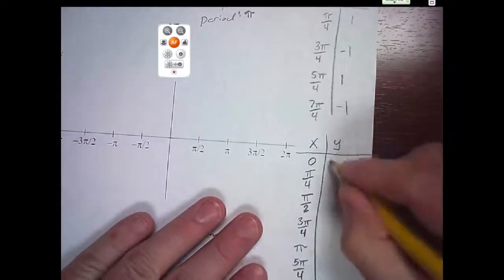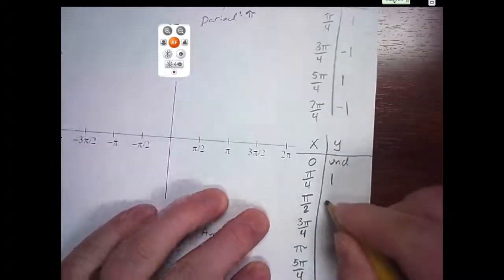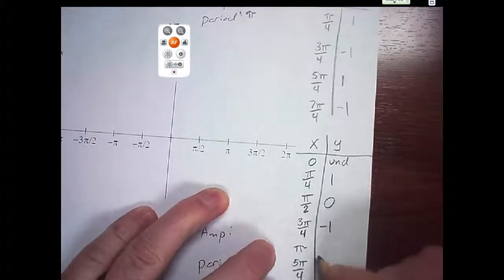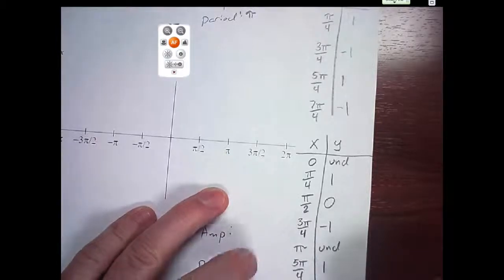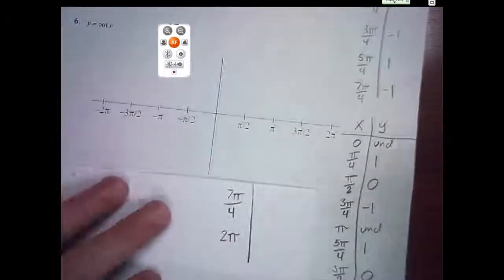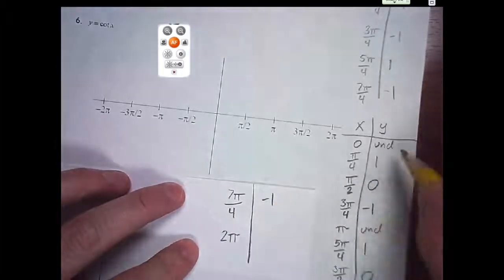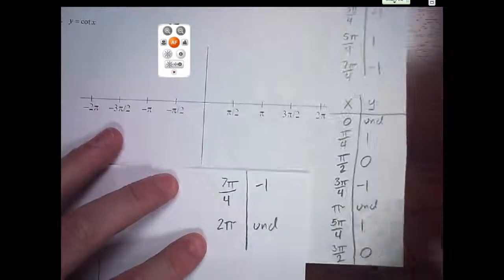Flipping a 0, so it's undefined. Flipping 1, so it's 1. Flipping undefined, so it's 0. Flipping a -1, so it's -1. Flipping 0, so it's undefined. Flipping a 1, so it's 1. Flipping an undefined, so it's 0. Okay, flipping a -1, so it's -1. And then flipping a 0, so it's undefined. Okay, so there's your points.